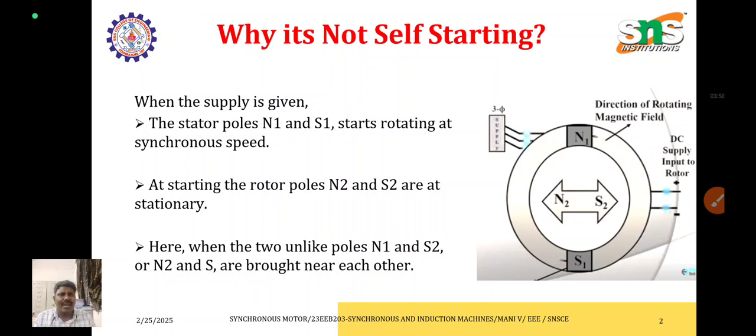Okay, so why is this motor not self-starting? We can see in this diagram there are two poles in the stator, N1 and S1, which are the stator poles, and in the rotor N2 and S2 are the rotating part. The two unlike poles, N1 and S2, or S1 and N2, must be brought near each other so that magnetic coupling is possible.